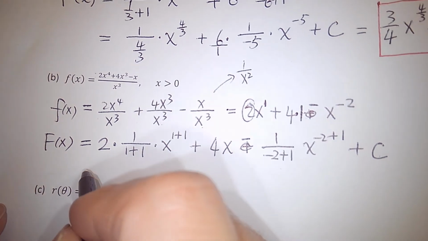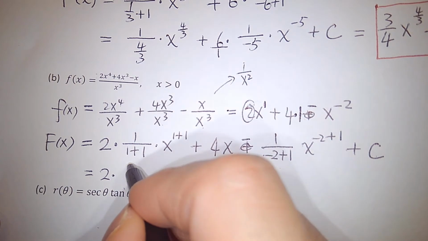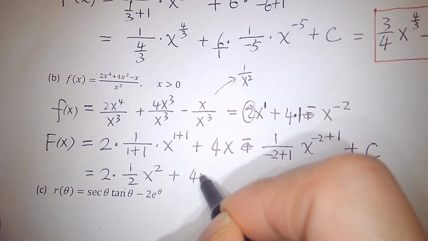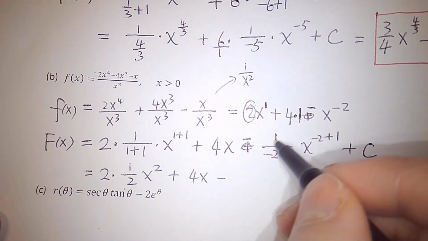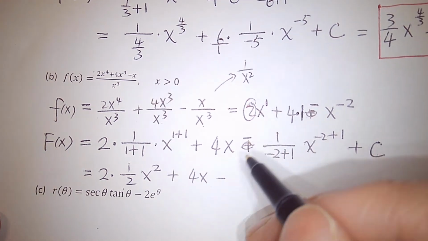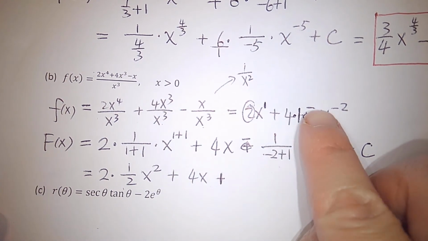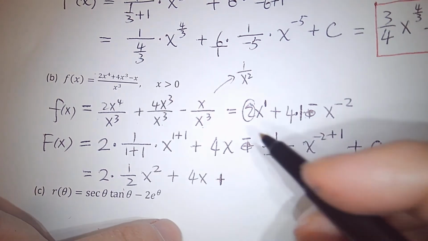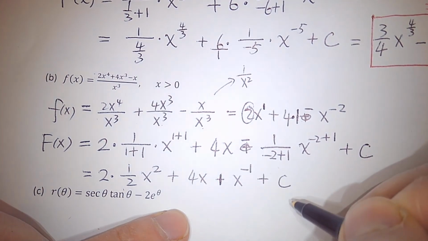Alright, so 2 times 1 over 1 plus 1 is what? 1/2. x to the 1 plus 1 is what? 2. Plus 4x minus, what is negative 2 plus 1? Negative 1, right? So 1 over negative 1 is negative 1, and with the minus sign it becomes positive. You guys agree with that? Then x to the negative 1 power plus c.